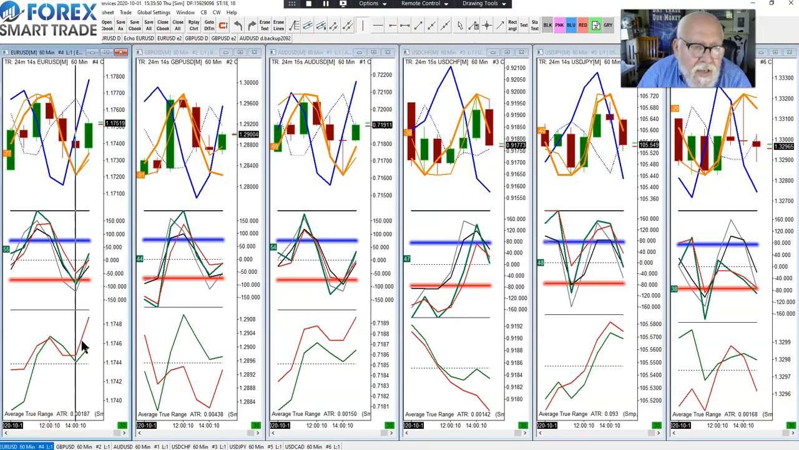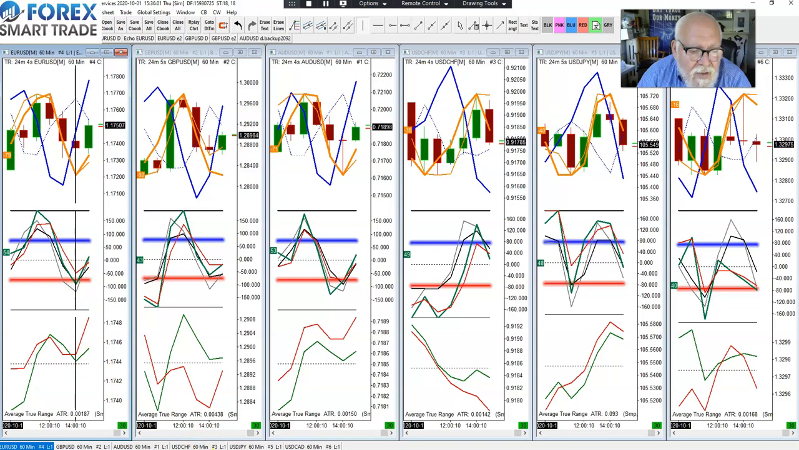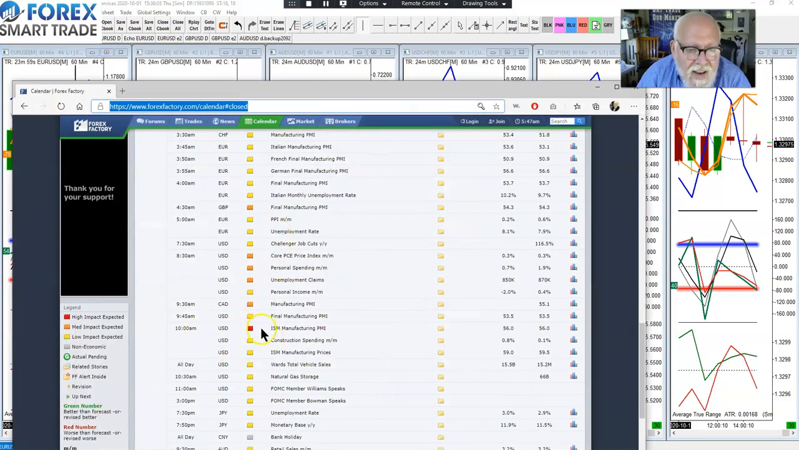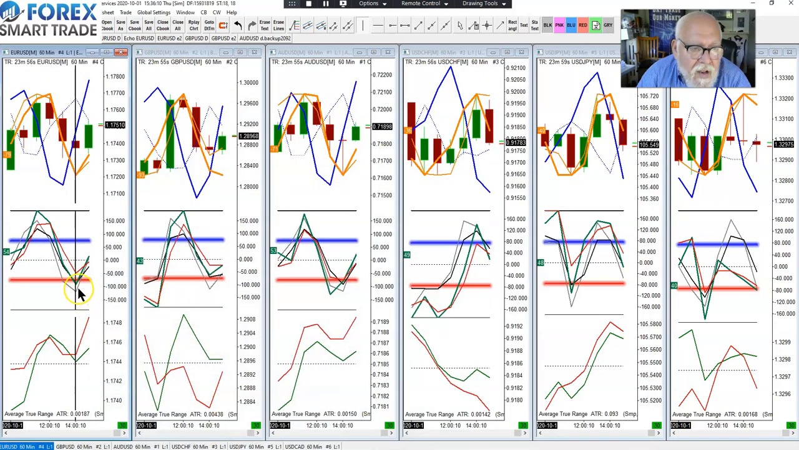We're in the 11 o'clock hour, so it turned on that news, whatever that news announcement was here at 10 a.m. That news announcement caused a change in the direction of the majors and minors. So we're going up.